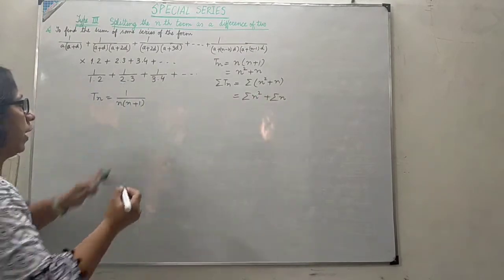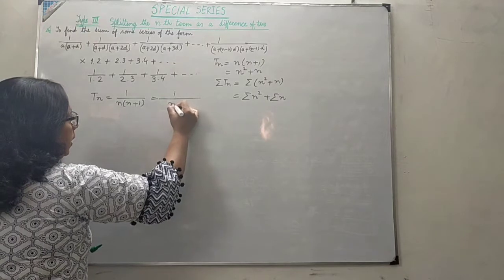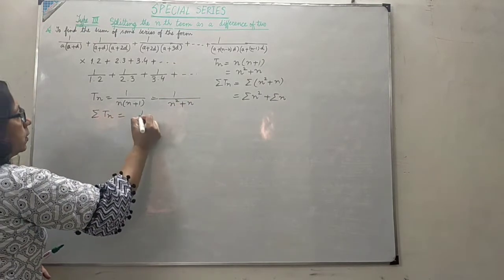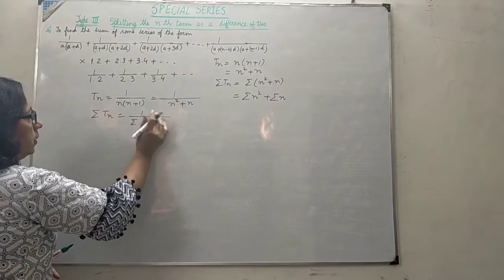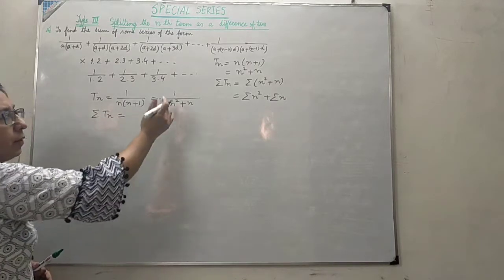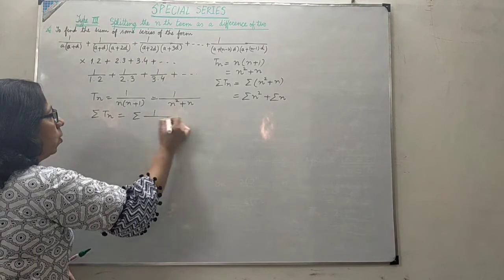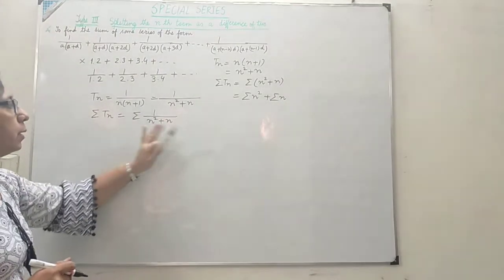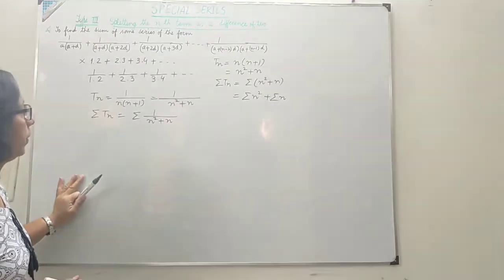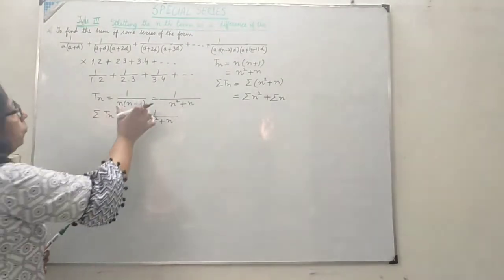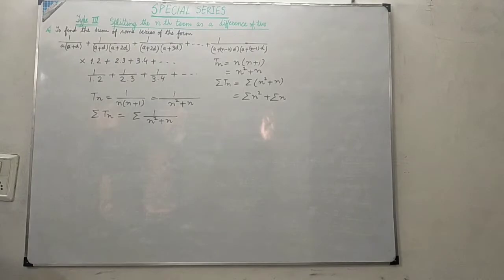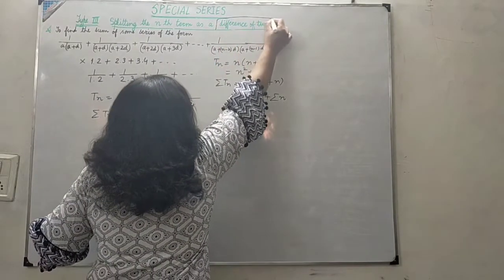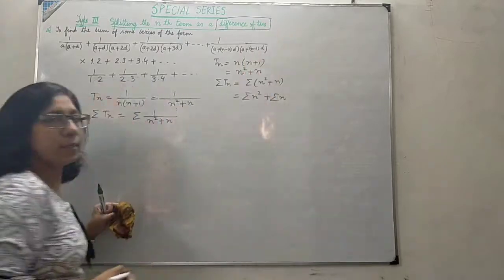Sigma Tn was sigma n square plus n, and then sigma n square plus sigma n. But in this type of case, I cannot operate sigma over Tn like this. This is a wrong procedure. We don't have the properties for breaking it into sigma with the help of its properties. So what we will do is take this denominator and split it as a difference of 2, and then we will apply the sigma.